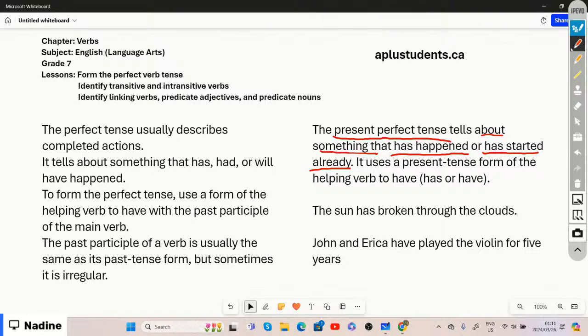So the present perfect tense, once again, tells us about something that has happened or has started already. It uses a present tense form of the helping verb to have, which is has and have. So we're going to use the word have or has in front of our main verb, and that will show the perfect tense.